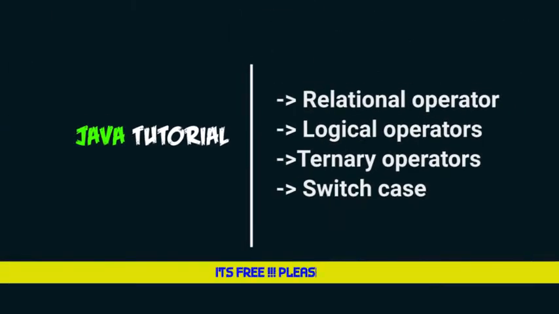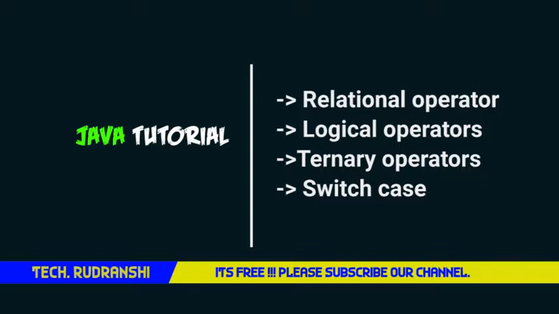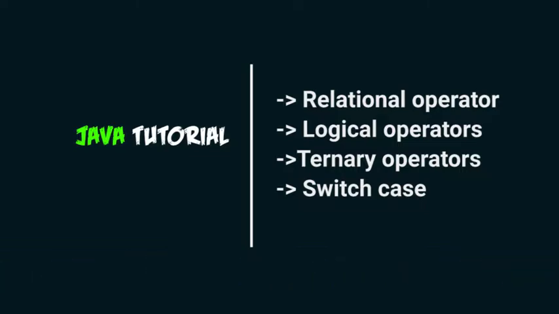We are learning Java, and in this part we will understand operators. Different types of operators like relational operators, logical operators, and ternary operators we will see in this part, and with that we will also understand the switch case statement. So let's create a project and write code to understand operators in Java.